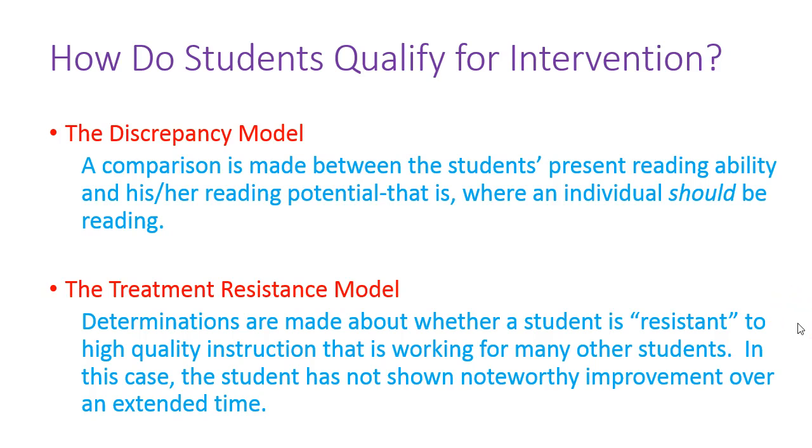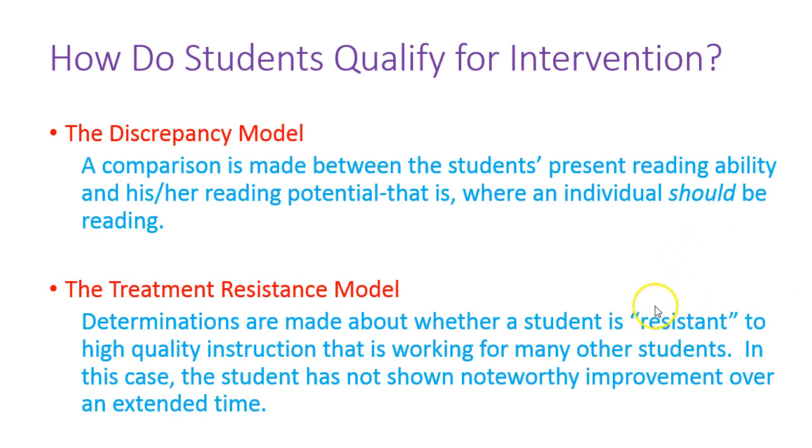Then there's the treatment resistance model. This one is a little bit more widely used now, and determinations are made about whether a child is resistant to high quality instruction that is working for many other students, and that's the key part. The instruction is working for the other students in that child's age range within that child's class. So the instruction is fine for them, but for some reason the child is not responding and is not progressing. So that would be a child that might be considered for reading intervention.